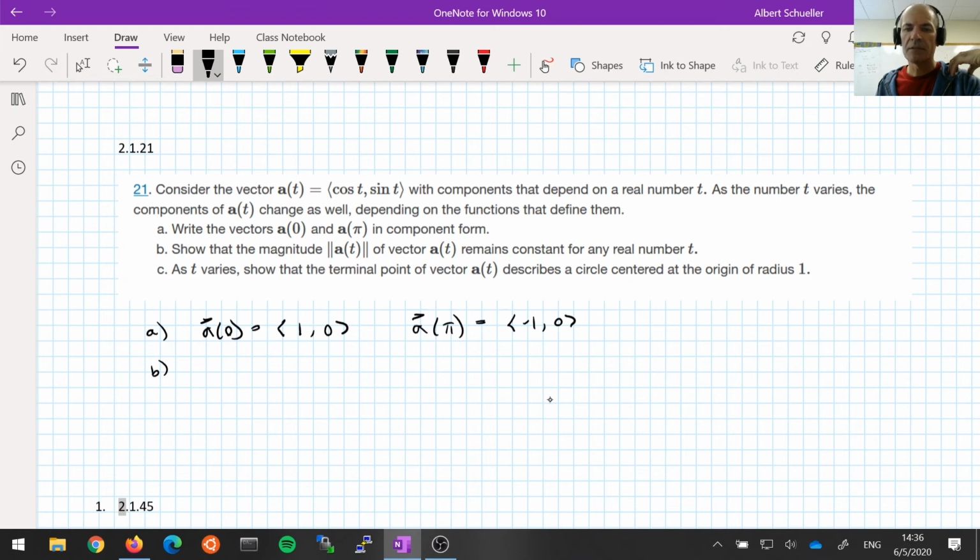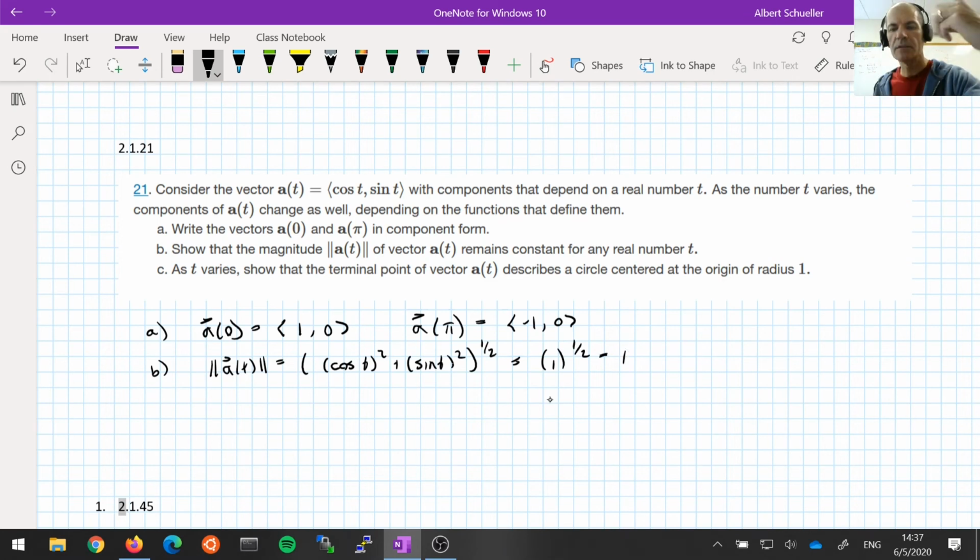Show that the magnitude of this vector remains constant for any real number. So the magnitude of A of t is the square root of the first coordinate squared plus the second coordinate squared, square root. Of course, we know that cosine squared plus sine squared is 1, and that the square root of 1 is 1. And so we do, in fact, see that this does not depend on t.